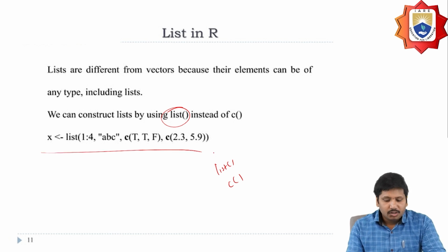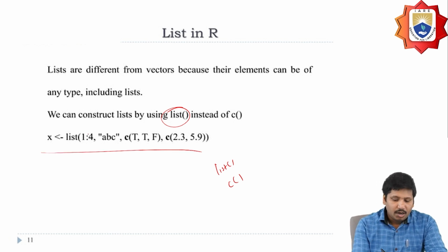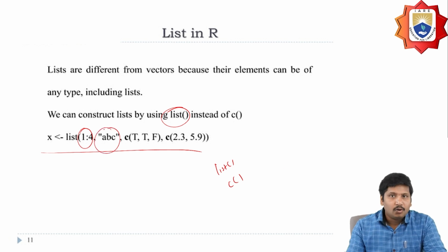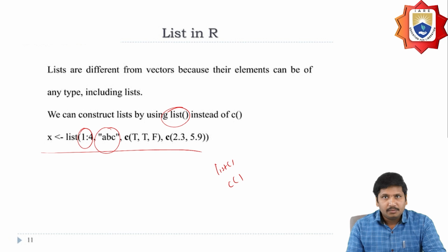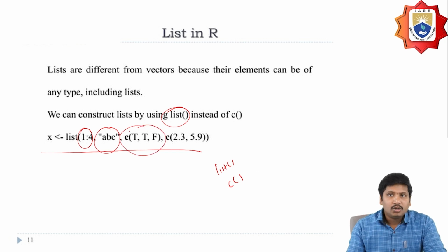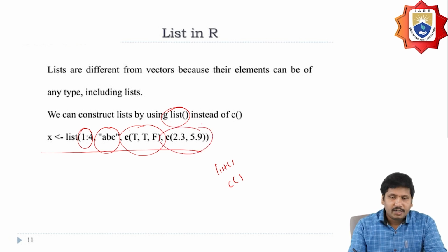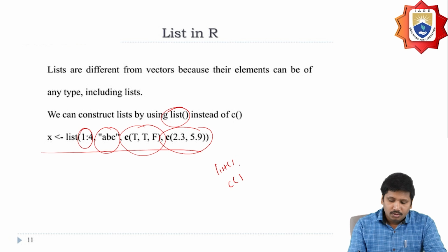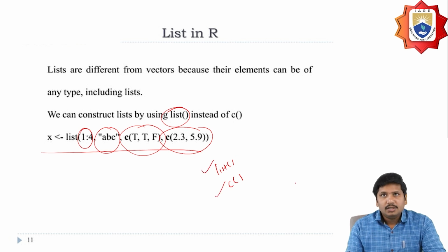So x is equal to a list of, I'm going to generate the values from 1 to 4, as well as a character. It should also hold a vector of logical values, and a vector of integer values and decimal values as well. Like this I can generate or create a list of values by using the list function and then the c function.